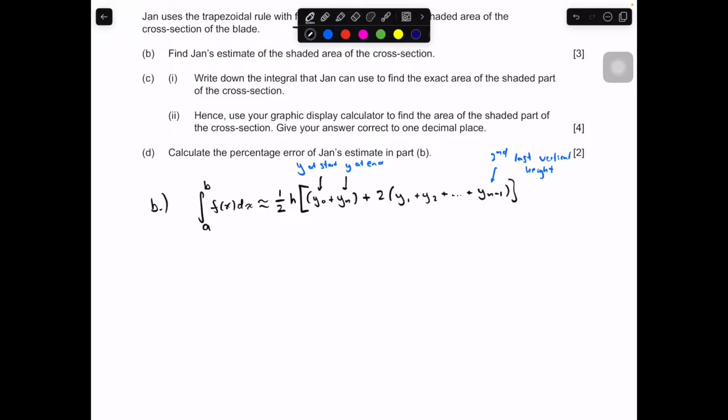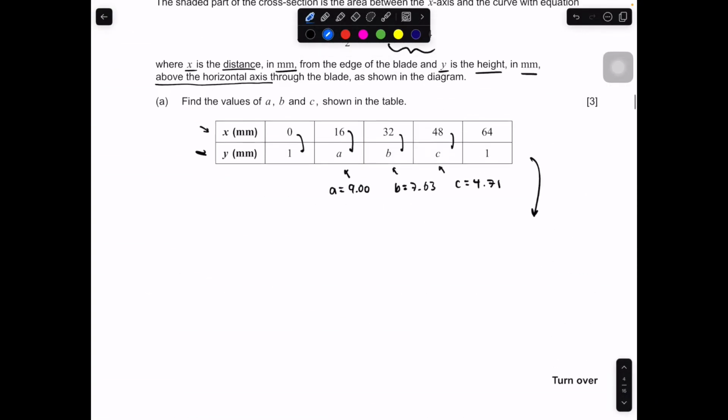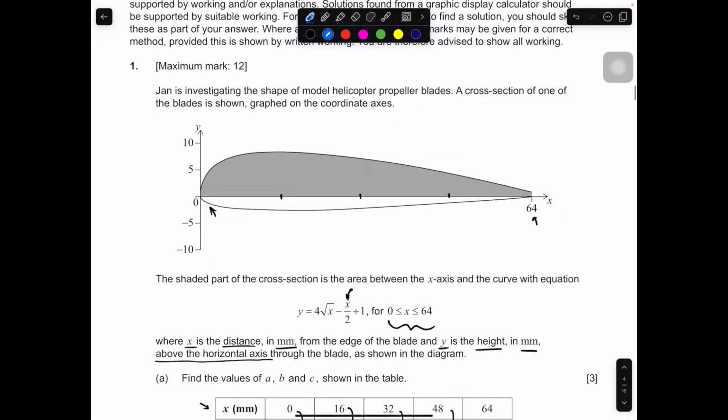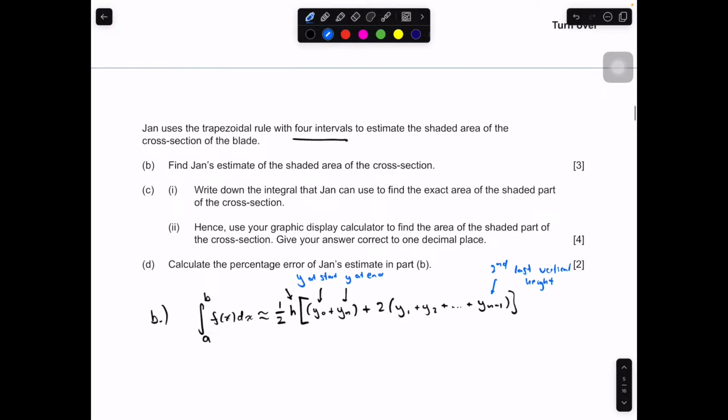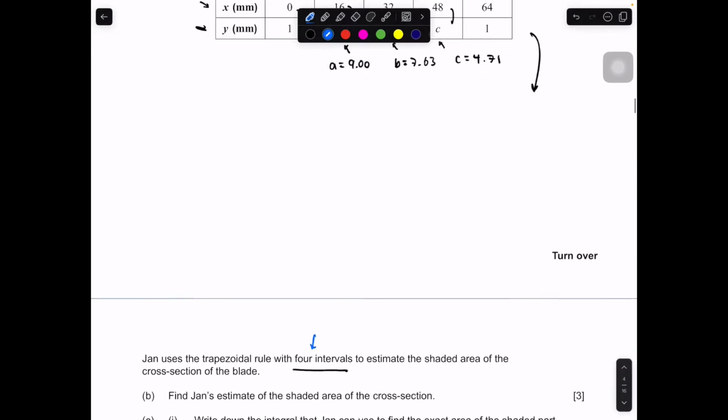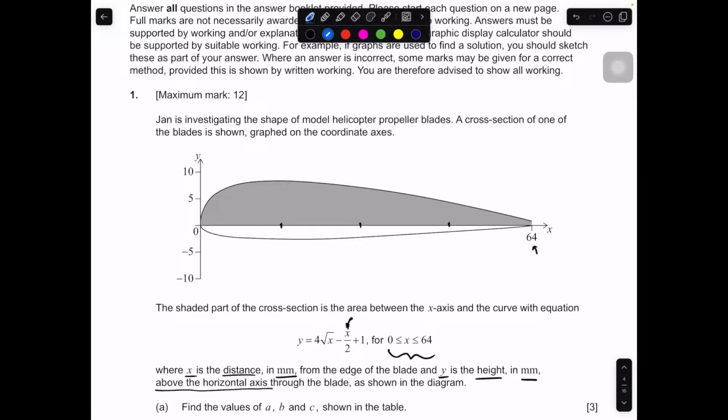And we also have this value of h. H essentially corresponds to, and this is actually maybe the better way to work out h, potentially. H corresponds to the size of our intervals. So we know this person, Jan, is going to divide this total area into 4 equal intervals. So how are they going to divide it? They're going to divide it into 4 equal sections, 1, 2, 3, 4. And h is the size of each of those intervals.